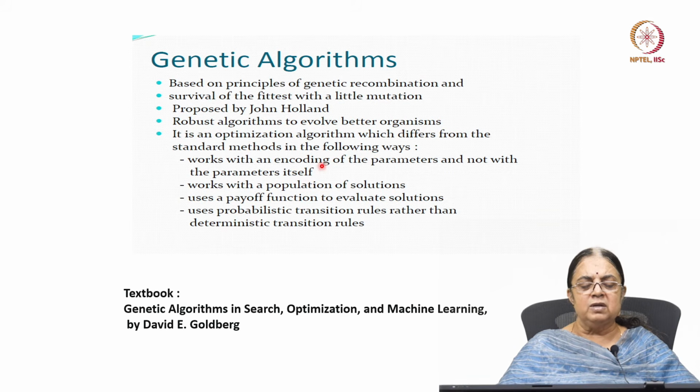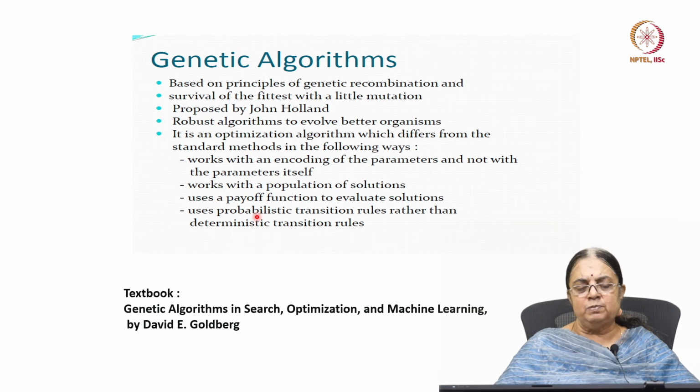Okay, that is one. Secondly, you work with a population of solutions or candidate solutions, and you use a payoff function or a fitness function to evaluate these solutions. And you use probabilistic transition rules rather than deterministic transition rules. So what do you mean by probabilistic transition rules? You are going to use some probabilistic values. So randomly you may be generating some probabilities, and depending on those probabilities you are moving forward in your algorithm.